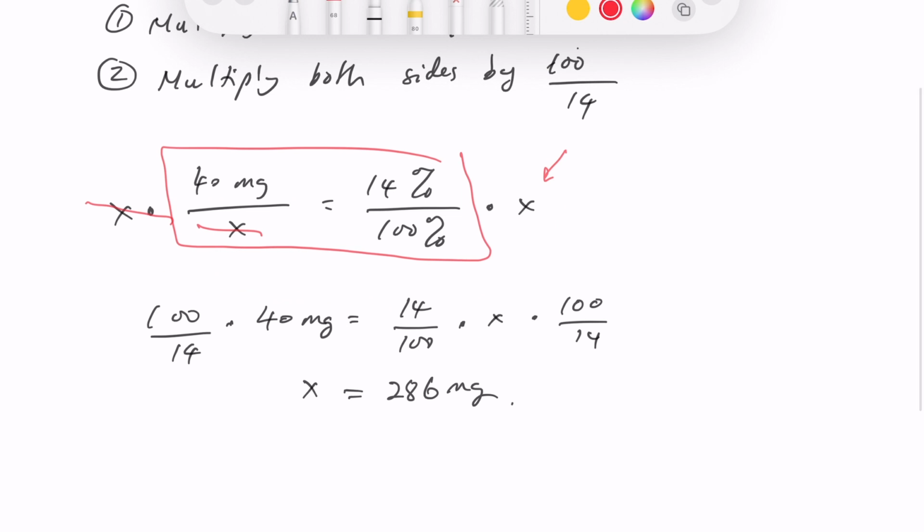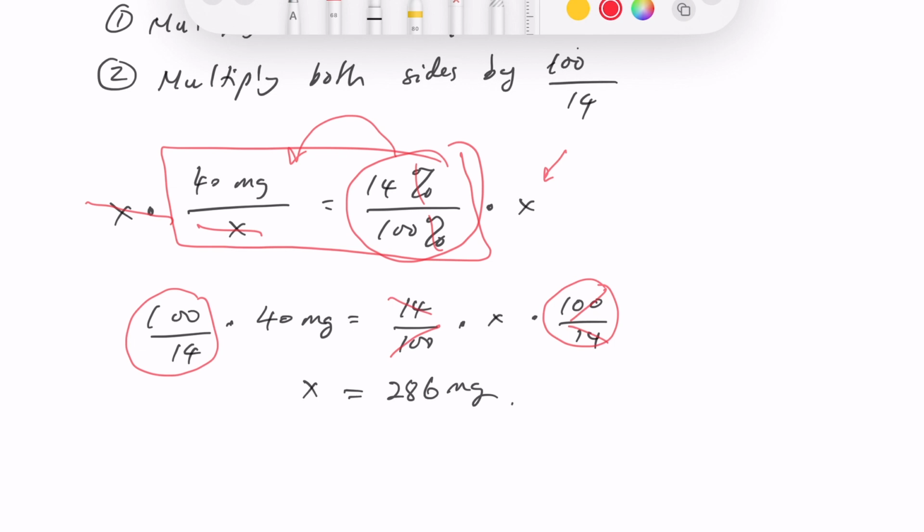And then now we need to bring this factor to the other side, and we can do that by multiplying both sides by 100 over 14. The percent unit will also cancel away. When we multiply by 100 over 14, that side will cancel, but of course you have the 100 over 14 times 40 milligrams appearing here. So that gives you the final answer, which, rounded to the nearest ones place, is 286 milligrams. That would be the maximum quantity of cholesterol that you can consume in one day.